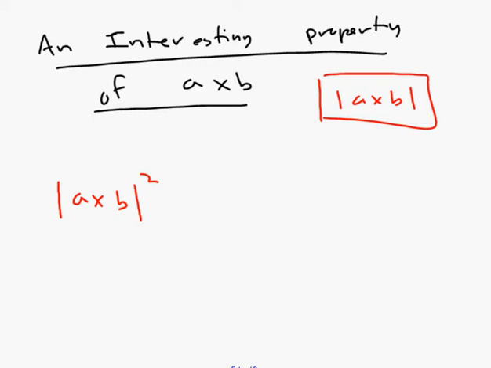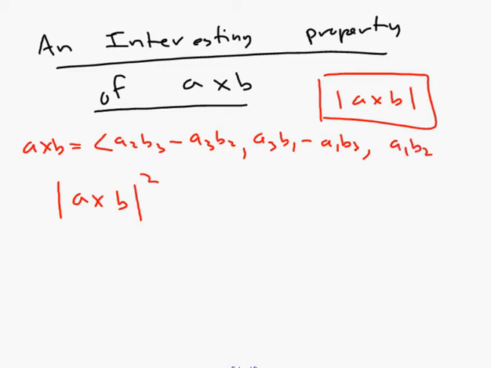Okay, so let's just recall for a minute, just so we remember. A cross B equals the vector (A2B3 minus A3B2, A3B1 minus A1B3, A1B2 minus A2B1). Okay. So the norm of this squared would be the sum of the squares of all these components. So you would get this.